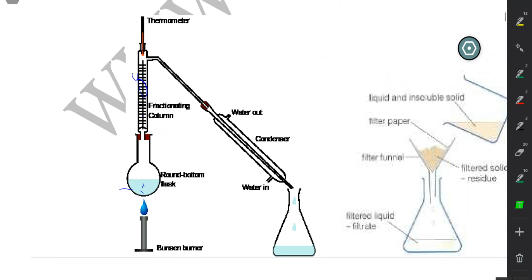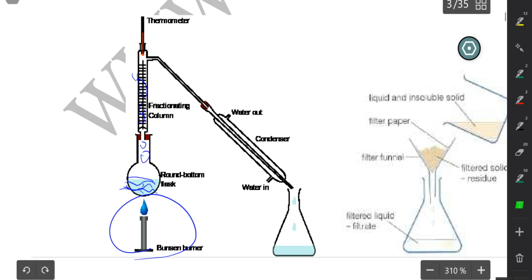So here you'll have a mixture of alcohol and water. You'll heat up the mixture. Alcohol, with its lower boiling point, will evaporate and turn into gas, make its way up the column, and then eventually will make its way into the inner tube of the condenser, where it will turn to liquid.